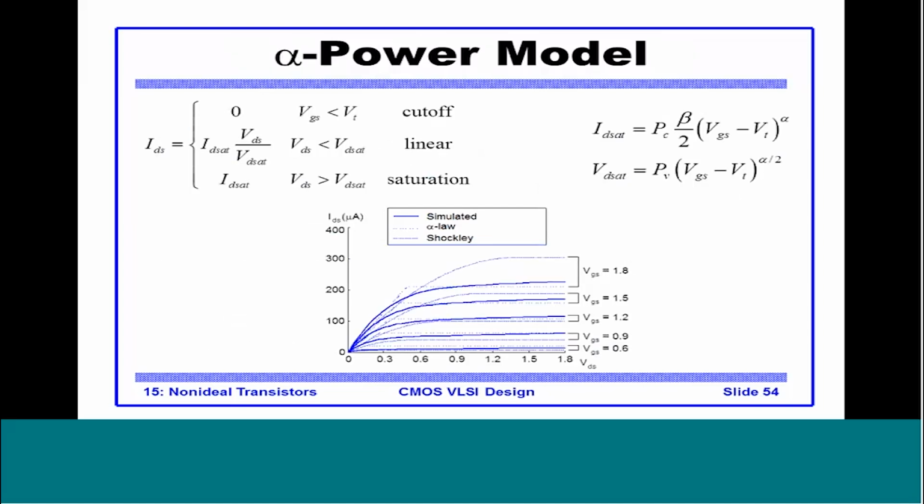So the Shockley model is an order 2 model. The graph here shows the simulated, meaning the SPICE value, which is the most accurate. It shows alpha and the Shockley. You see that there's so much difference between the Shockley and the simulated, but alpha comes quite close to the simulated model. These are the equations for the alpha power model for IDS, where ID sat is defined and VD sat is defined.